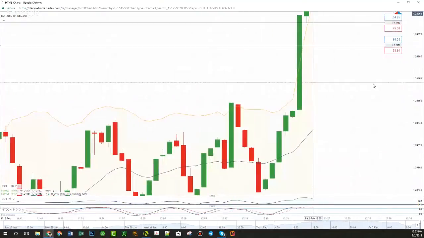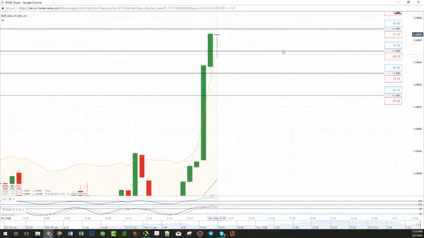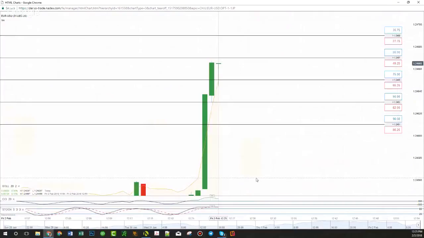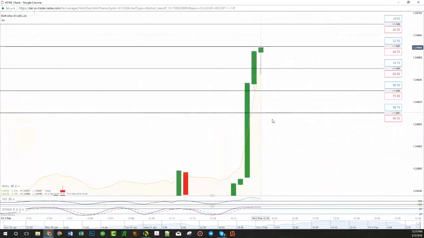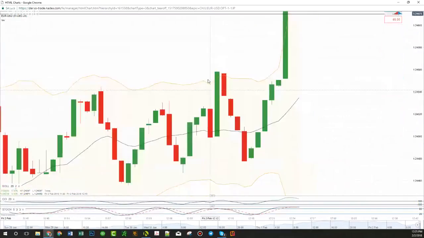Now you can see we had a big pop-up in the Euro USD. We went way above the Bollinger Band, so common sense would say it's going to come back down. It's not going to continue up like that. So as far as strategy, I would wait for this move to be done, and I would wait for a top signal. You can see here, here's an example.